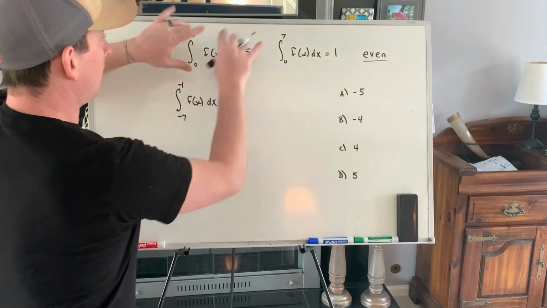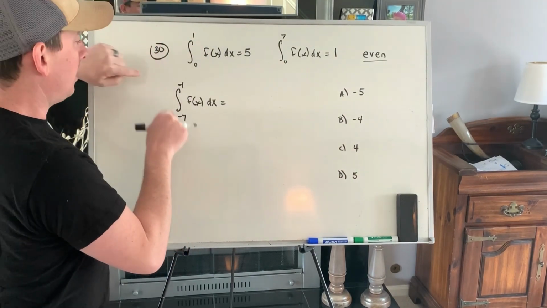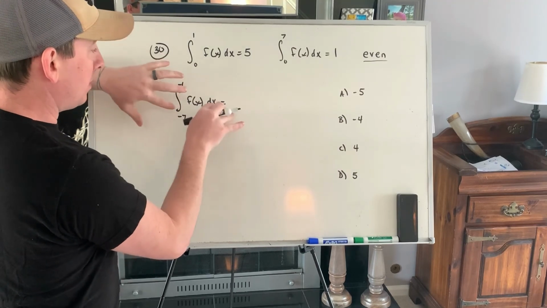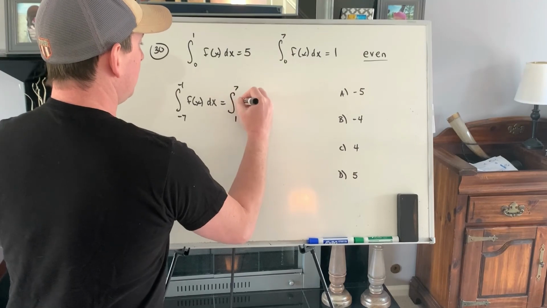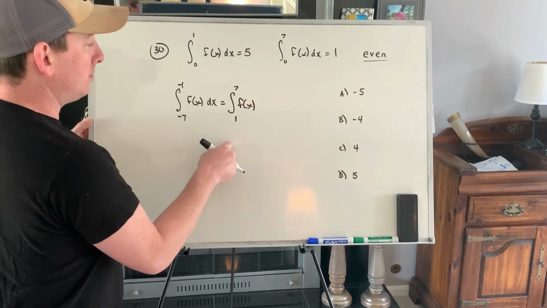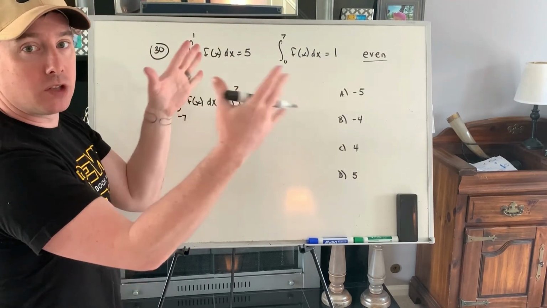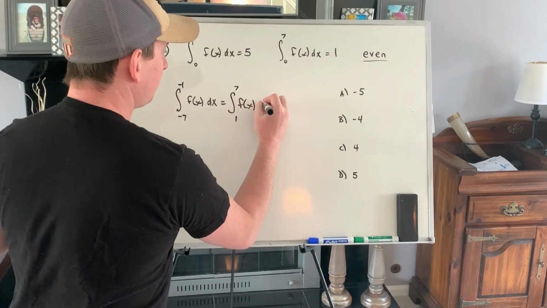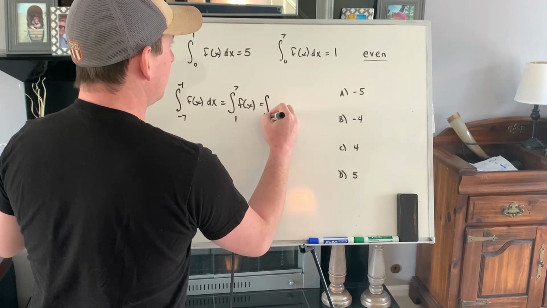Even though I seemingly don't know anything about what's going on between -7 and 1, this area, whatever the function is doing, that area is going to be exactly the same as this area. This part of the curve is a reflection of this part of the curve, so they should have the same integral.